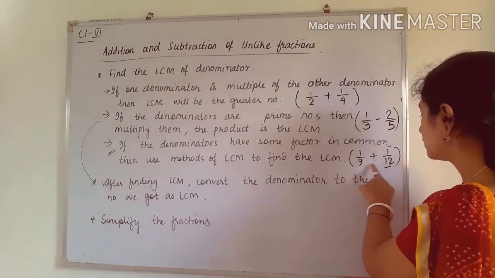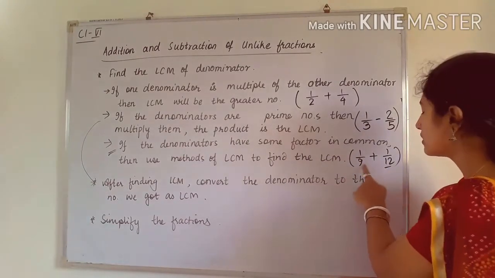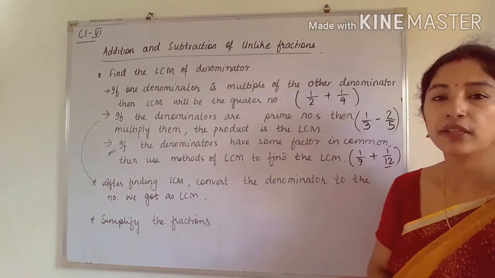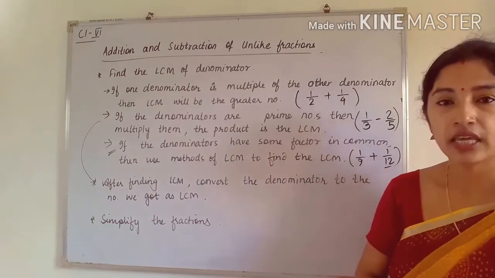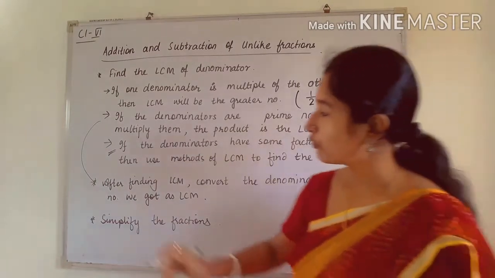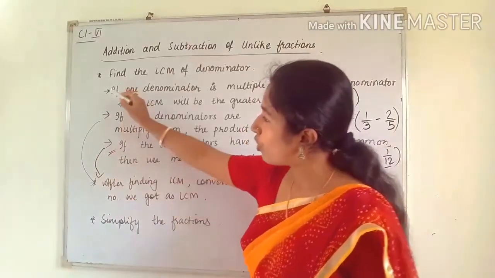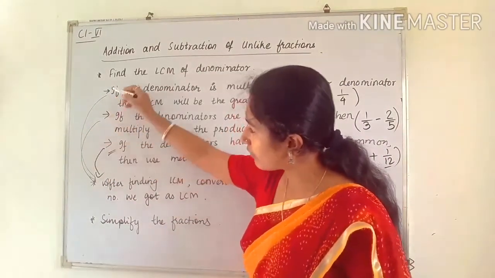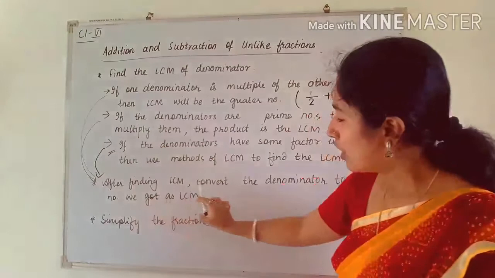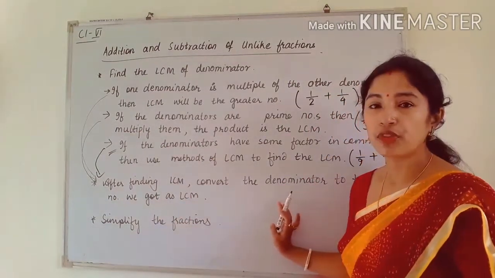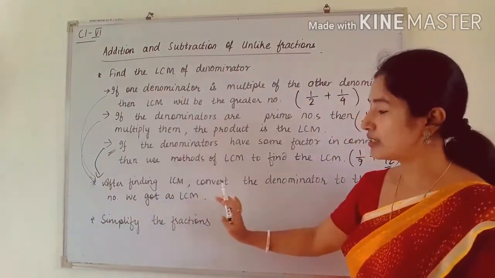3, factor 3 is common in both. So in this case we have to use the method of LCM to find the LCM. Then again you have to follow the same steps. So all the steps will go to this only. After finding the LCM we have to convert the denominator to the number which we got as LCM.